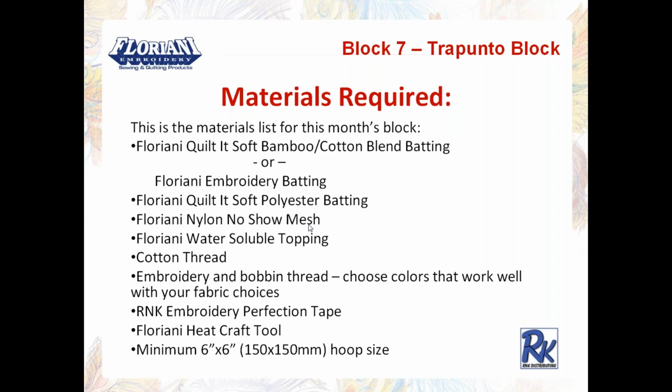You're going to need some FLORIAN quilted soft bamboo cotton blend batting or FLORIAN embroidery batting. Either one will work for this. You're going to need some FLORIAN quilted soft polyester batting. This is going to be for our Trapunto, our raised Trapunto effect. You do not want to substitute this batting because we're going to be using a very special technique to cut away our batting, and then we're actually going to melt it away with the FLORIAN Heatcraft tool. You want to make sure that this is your FLORIAN quilted soft polyester batting to ensure that you get the optimal results.